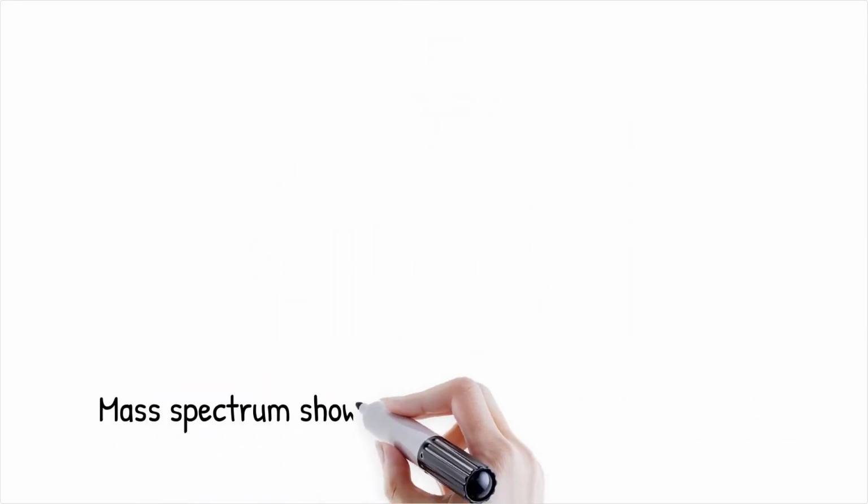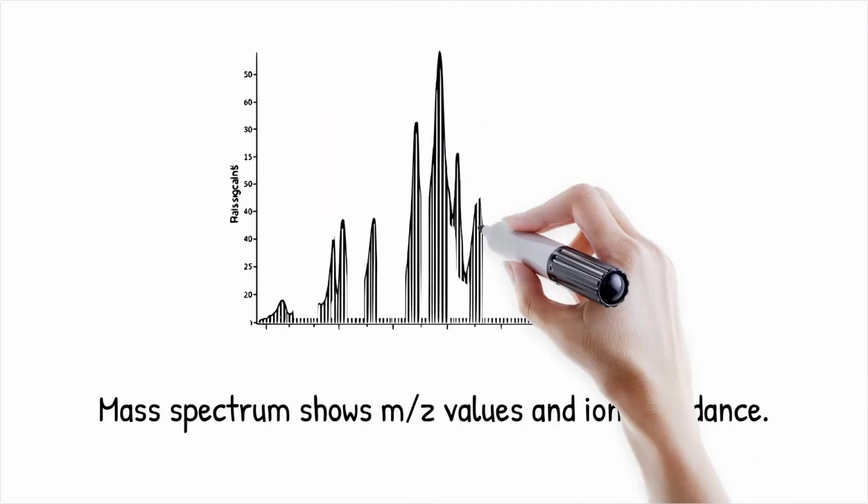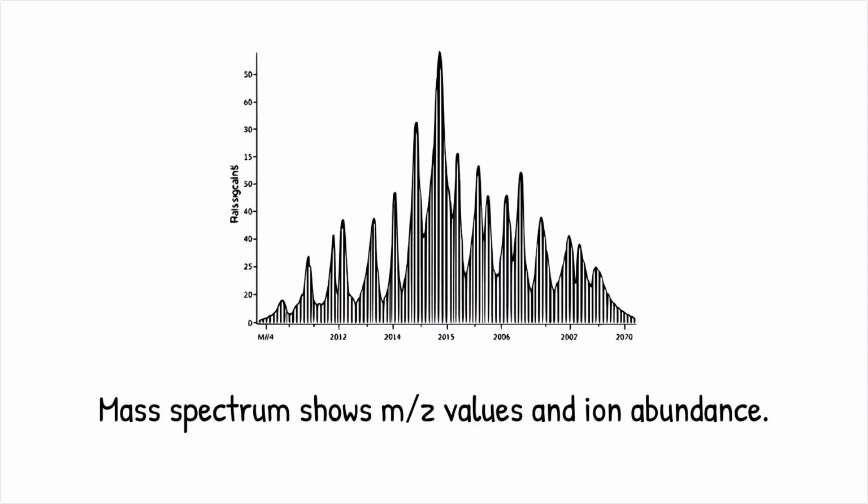The mass spectrum is a visual representation of the data collected during analysis. Peaks on the spectrum indicate the m/z values and relative abundance of ions. Each peak corresponds to a specific fragment or molecule, enabling identification and structural analysis.